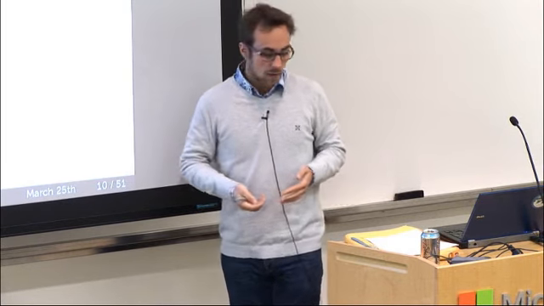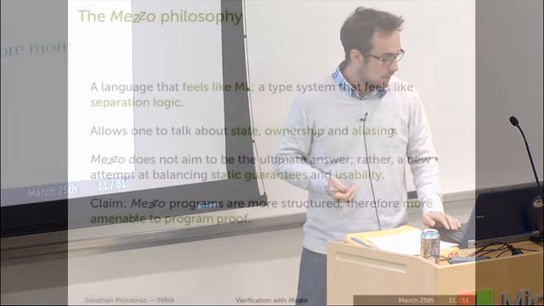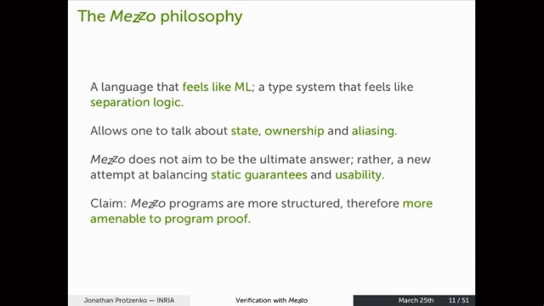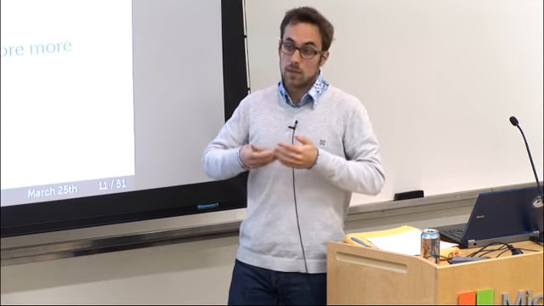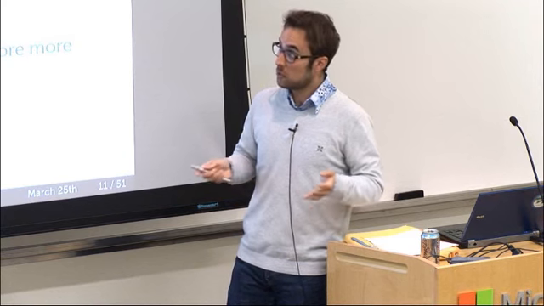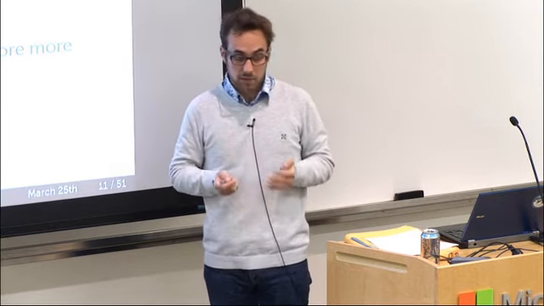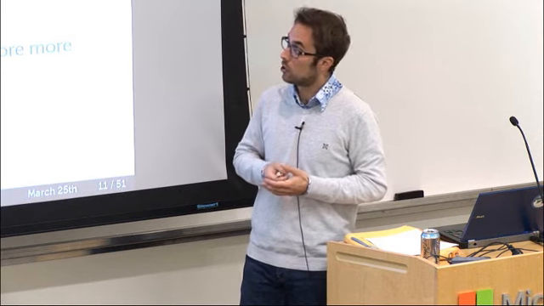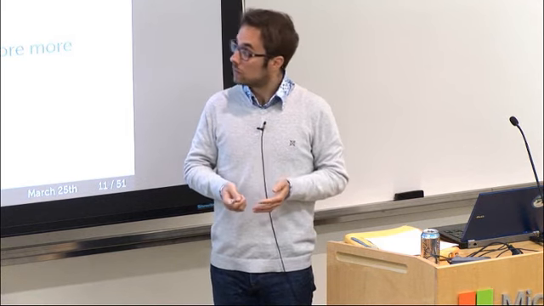And really the end hope is that programs that are written in Mezzo, because they've been written using that fancy type system, are more structured, meaning they're more likely to be proved if someone wishes to do so. So Mezzo feels like ML. Really, the syntax looks like ML. It's very familiar, but the type system is closer, I would say, to separation logic. It allows you to talk about state.